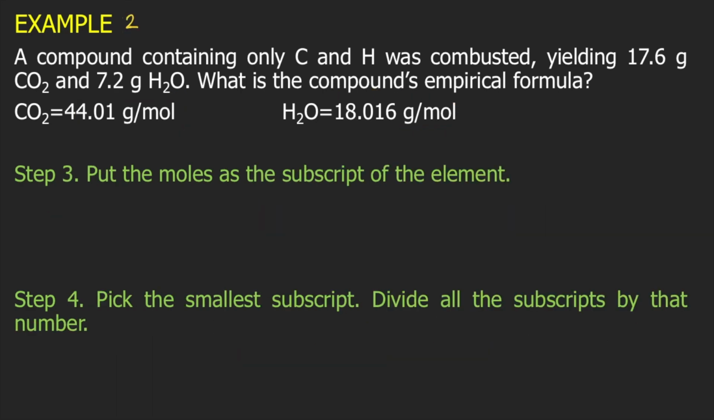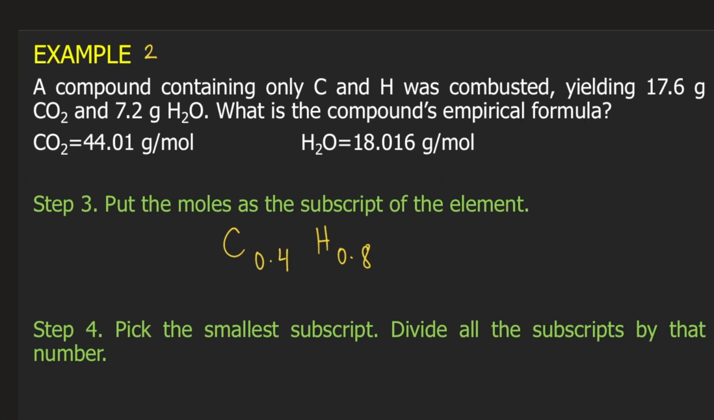For step number 3, we put the moles as the subscript of the element. So for carbon, we got 0.4 moles, and for hydrogen, we got 0.8 moles. So let's just copy that one. Carbon 0.4, hydrogen 0.8. You pick the smaller subscript, so the smaller subscript is obviously 0.4, and you divide all the subscripts by that number.